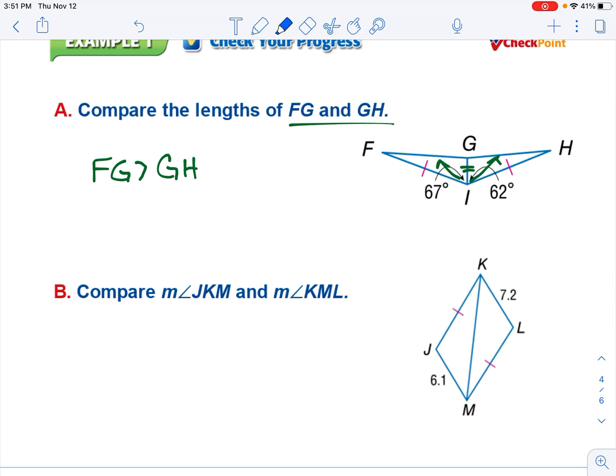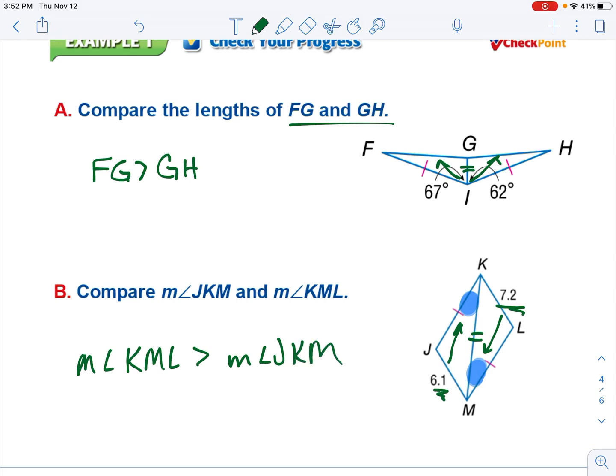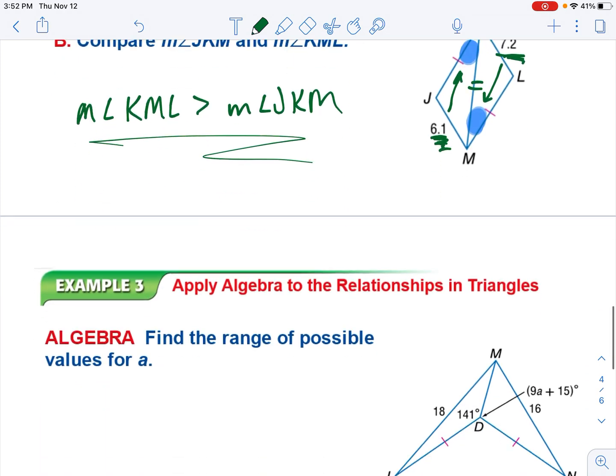Then once again, we have JKM, KML, opposites, look for the bigger side versus the smaller side, the opposite angle. The measure of angle KML is greater than the measure of angle JKM because of the distance of the opposite side.